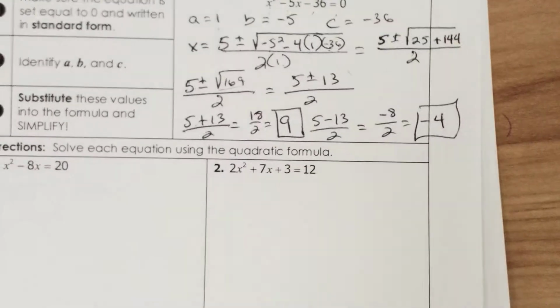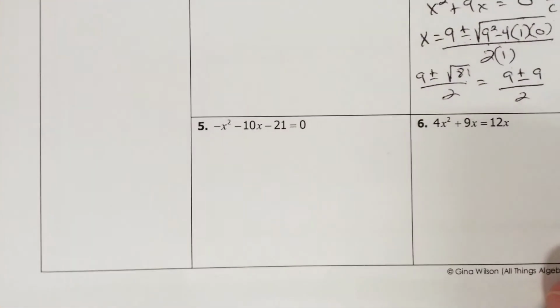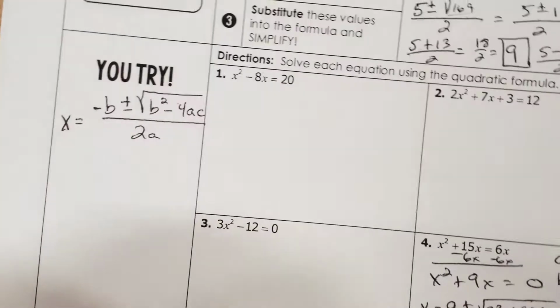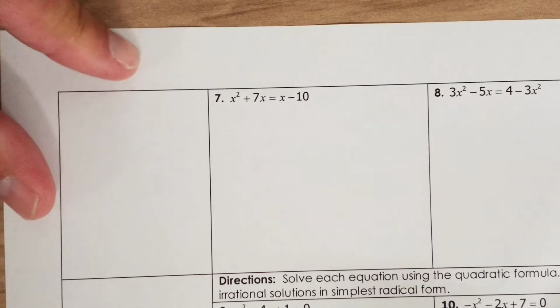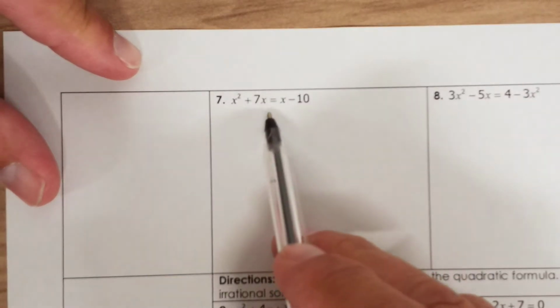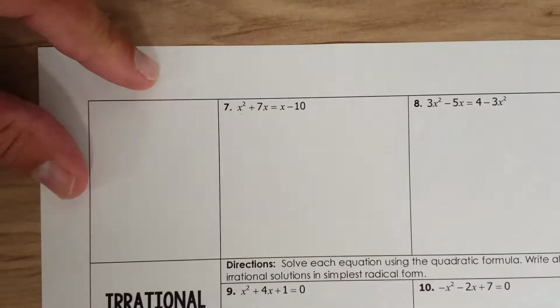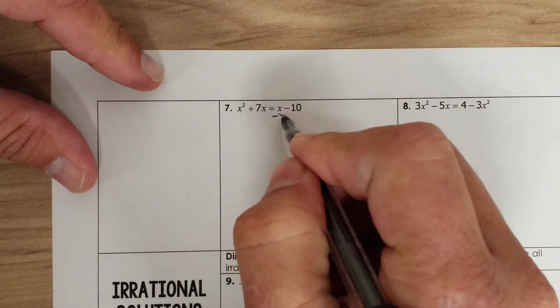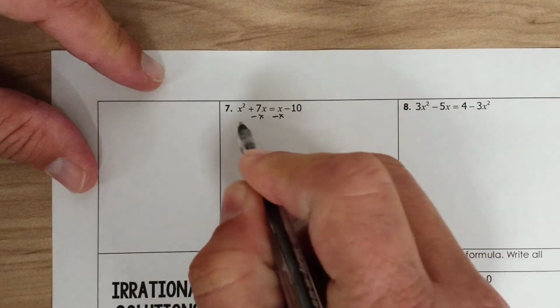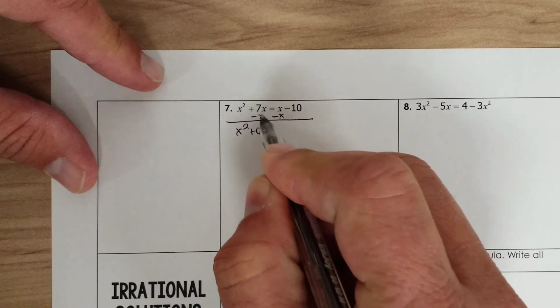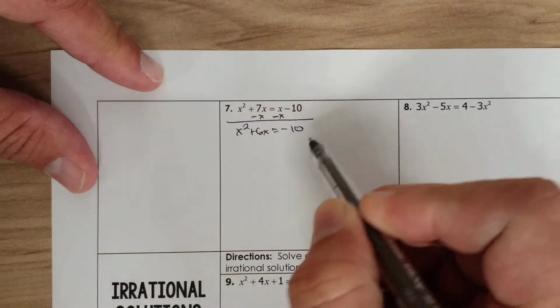Okay, all right, let's see here. Let's look at some special cases. If you look at this problem, it's quadratic, but it doesn't equal 0. So I need to make it equal 0. I'm going to minus x, and I have an x over here I can subtract it from. So I'm left with x squared plus 6x equals negative 10. Still not equal to 0.